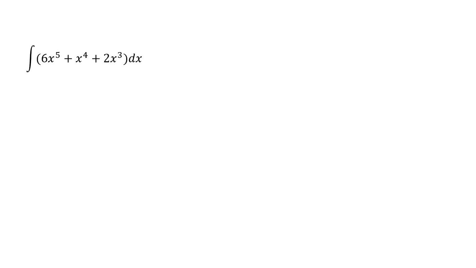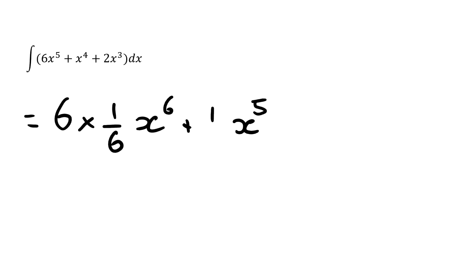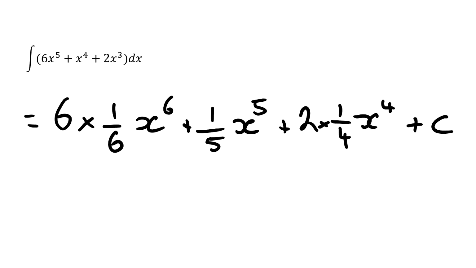So we're looking at the next one here. So it's the exact same thing. We need to find the antiderivative. So I'm going to keep the c out the front, and we're going to multiply it by the new power. So x to the power of 5 becomes x to the power of 6, and 1 over 6 out the front. X to the power of 4 becomes x to the power of 5, and 1 over 5 out the front. Now the 2 remains. Now x to the power of 3 becomes x to the power of 4, and 1 over 4 out front, and lastly we write our plus c.